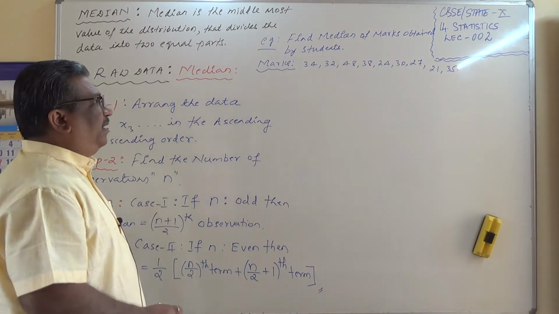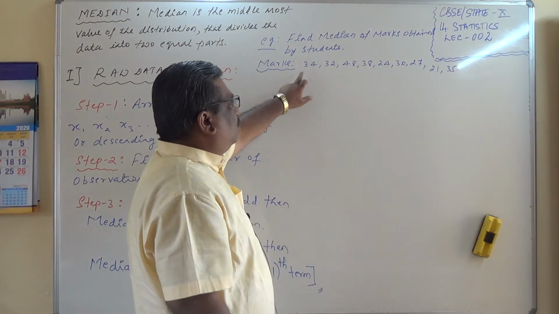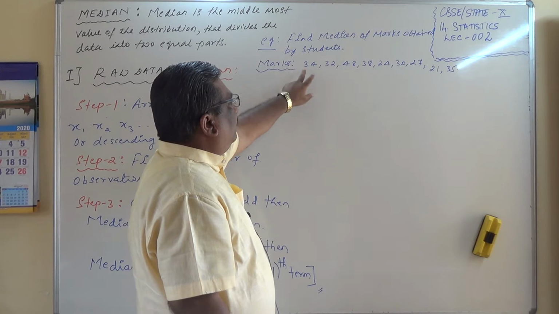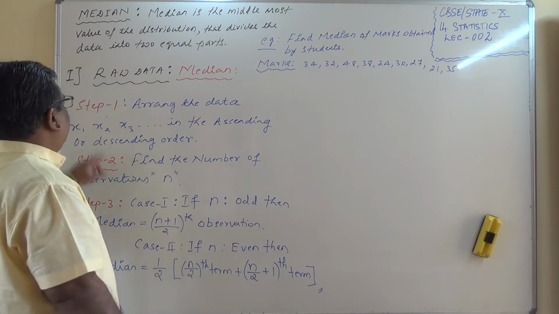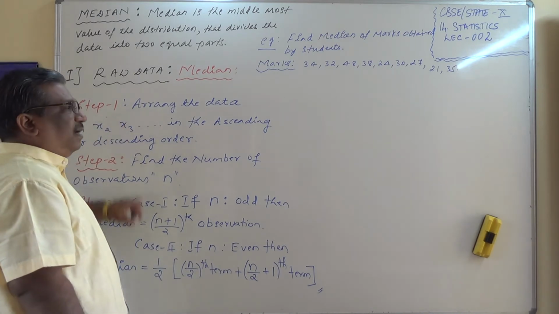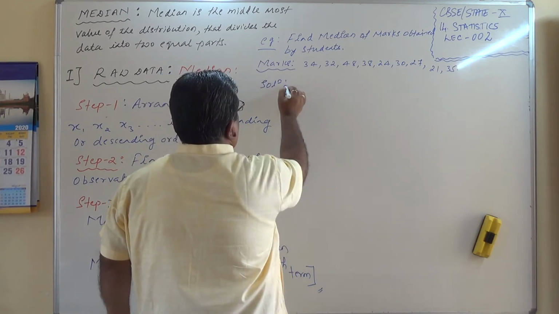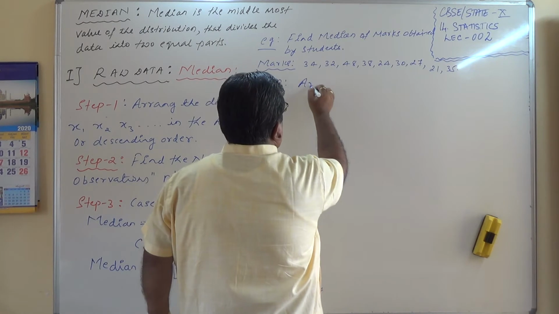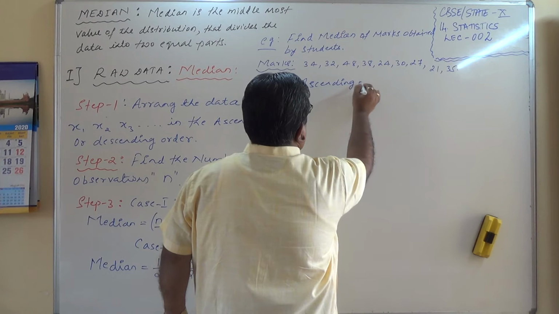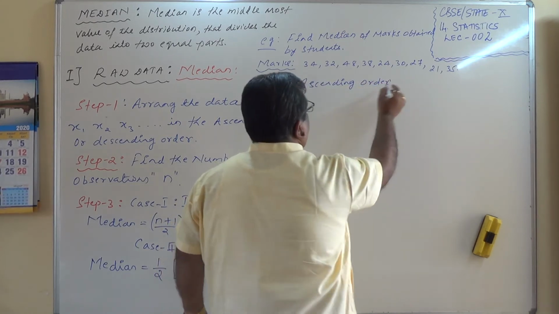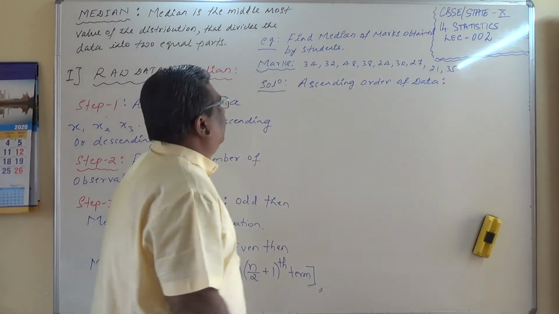Let us see how to calculate the median. Apply the steps over here. See, these are the marks obtained by students, and we need to find out the median of these marks. Step number 1, arrange the data in either ascending or descending order. So solution, arranging data in ascending order. Let us arrange this in the ascending order.